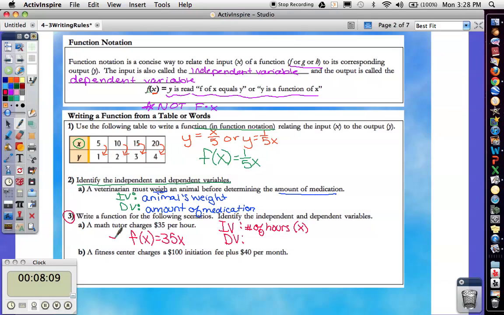What's dependent then? Well, there's 2 ways you can look at this. What does this equation represent? What does f of x stand for? If I plug in 1, it would be 35. If I plug in 2, it would be 70. If I plug in 3, it would be 105. So what is f of x representing here?